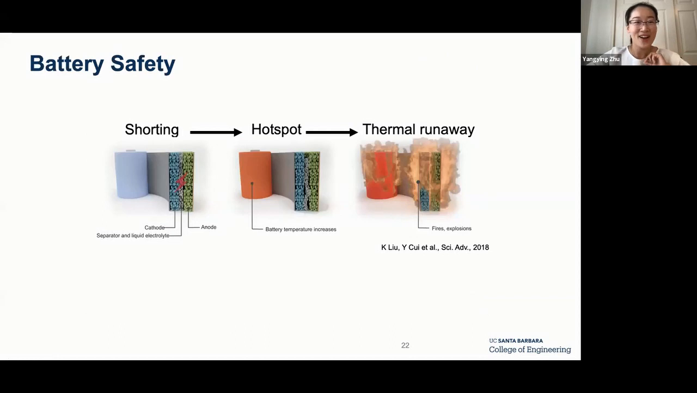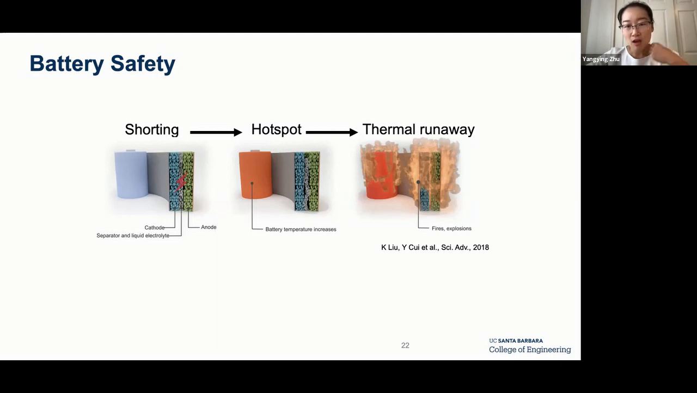So I'll try to wrap up quickly. And I think this is really important, because normally when we think about battery failure, we think the battery is somehow shorted, maybe by mechanical impact, and that shorting caused some heat to be generated inside the battery, and that caused thermal runaway. But I think our study tells us that shorting and hotspot is not a one-way relationship, it's a two-way relationship.